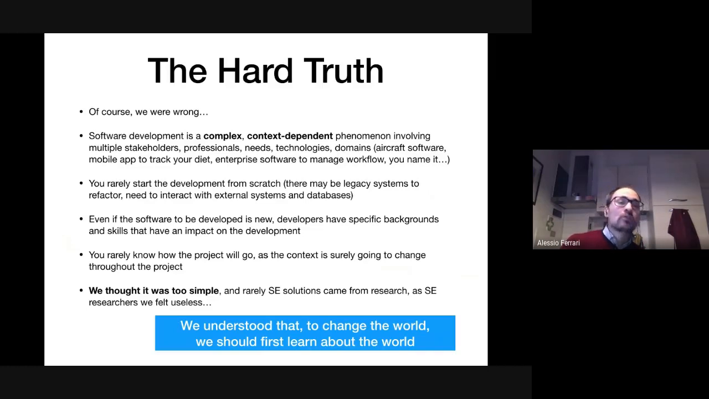Also, you rarely know how the project will go, as the context is surely going to change throughout the project. Again, it is good to consider the coronavirus example. The context now is we need a system to monitor people at home. Should we all stay at home? No, probably this will change in a few weeks. So probably new ideas will come to change the software, new needs will come to change the software after this period. And I don't know what these needs will be.